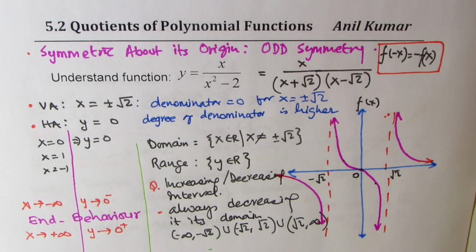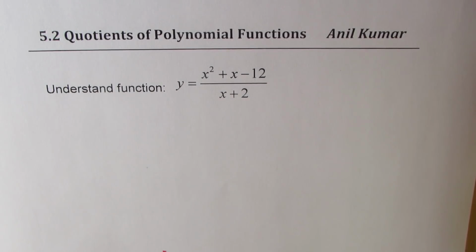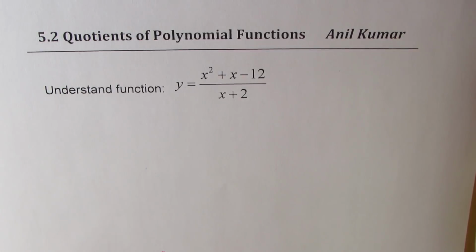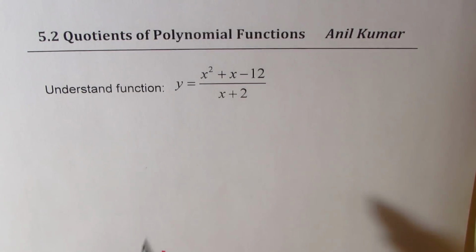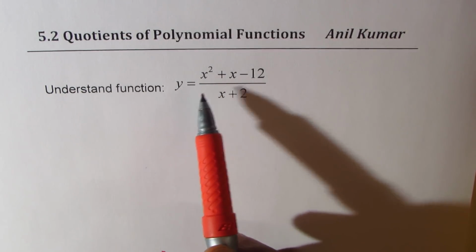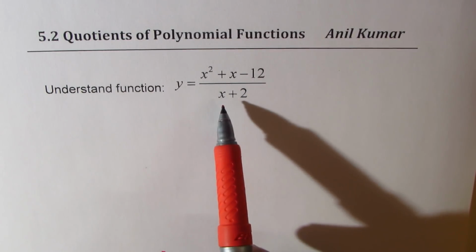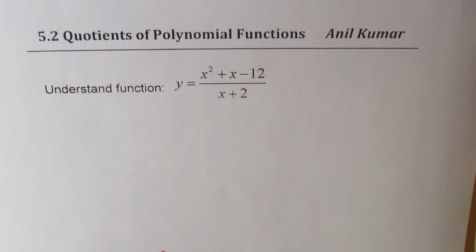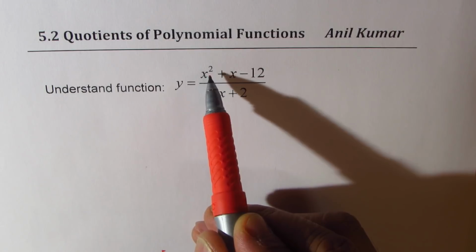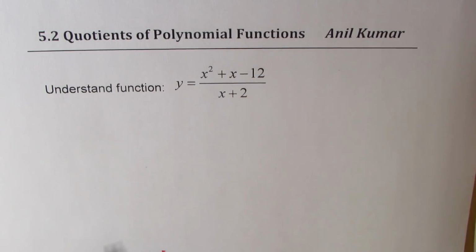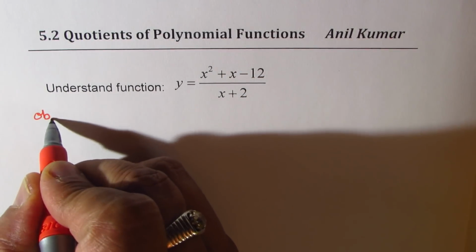Now we have two examples where we are going to understand oblique asymptotes. Now we have a very special rational function. We need to understand the characteristics of this particular function, y equals x squared plus x minus 12 divided by x plus 2. Since the degree of the numerator is higher than the denominator, we have an oblique asymptote, right?